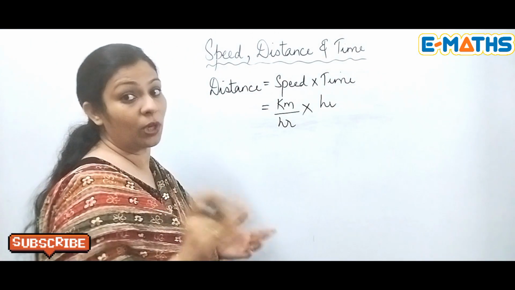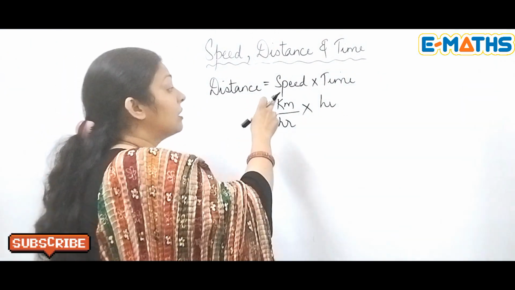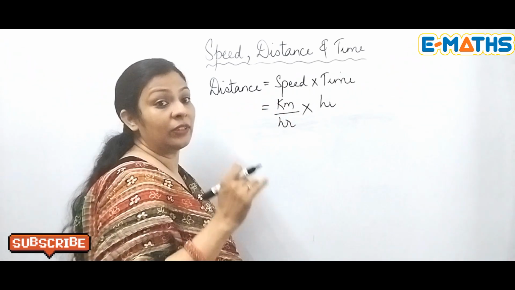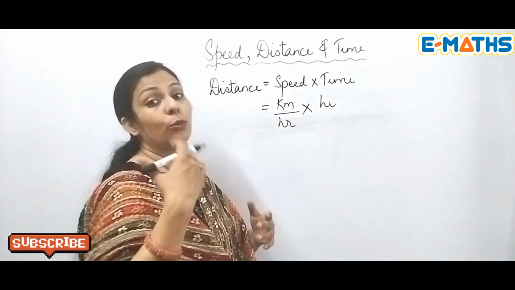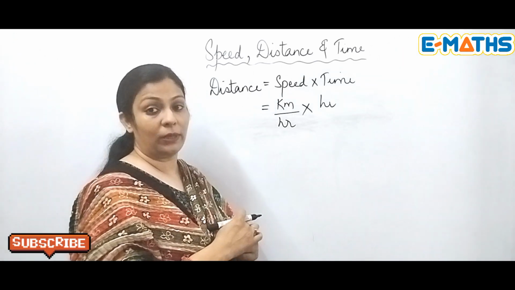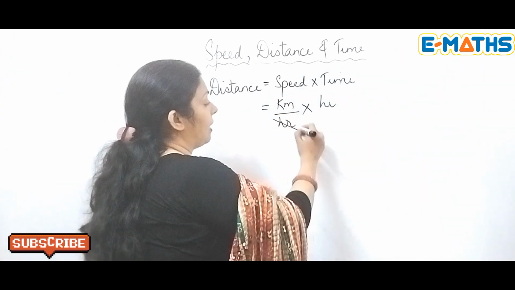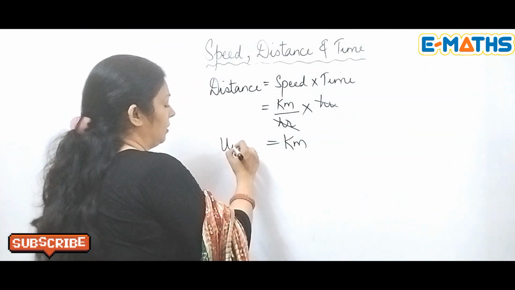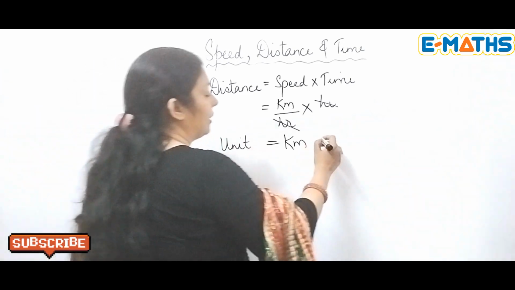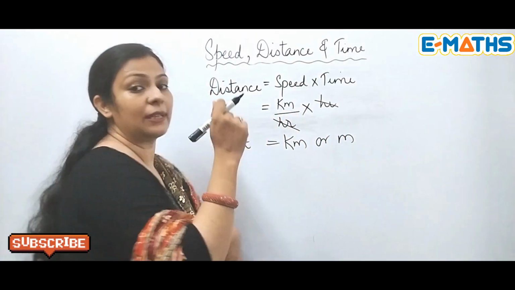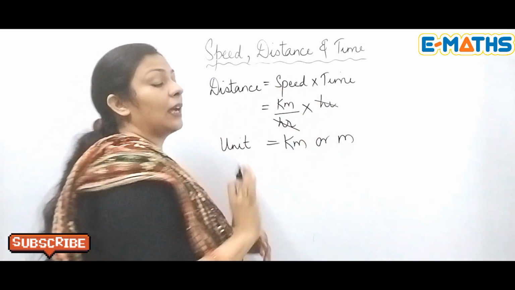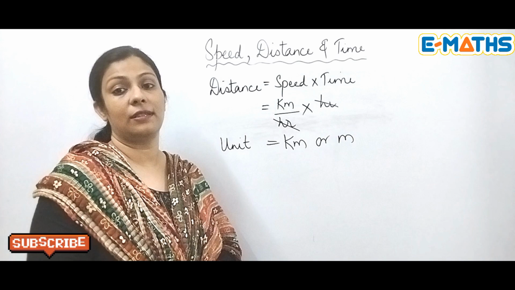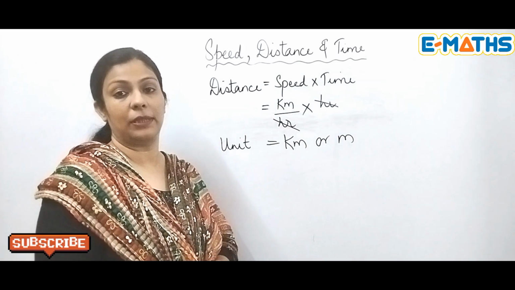If it is not, then you have to convert it, because if your speed is given in kilometer per hour, then your time should also be in hours. If it is in minutes or seconds, then you need to convert it into hours, because the units have to be the same. In this case hour will get cancelled and our unit will be kilometer. Or it can be meter, because if your speed is in meter per second, then the second will get cancelled and only meter will be left. So the unit for distance is kilometers or meters.